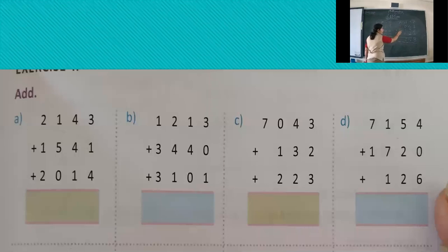Children, here we don't have any number, so directly you can write 7. Because 7 plus 0 is what? The number itself, that is 7. Clear? This we have done.